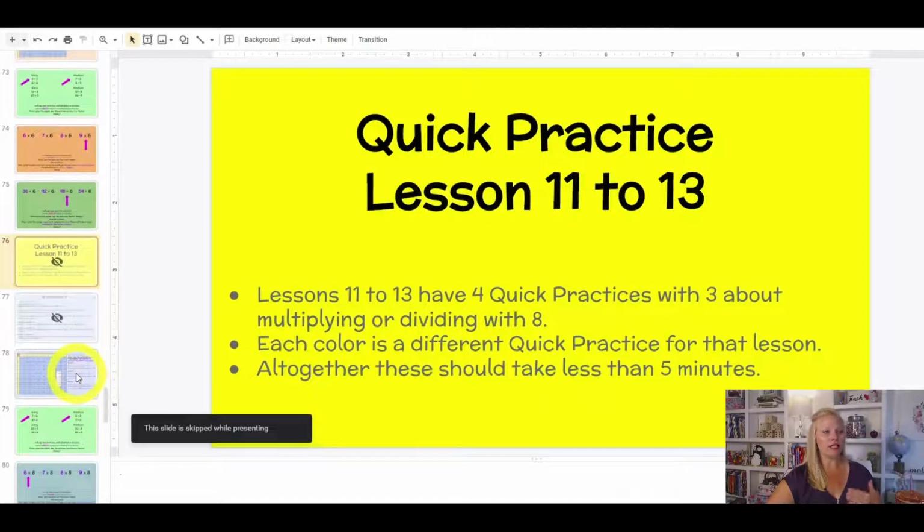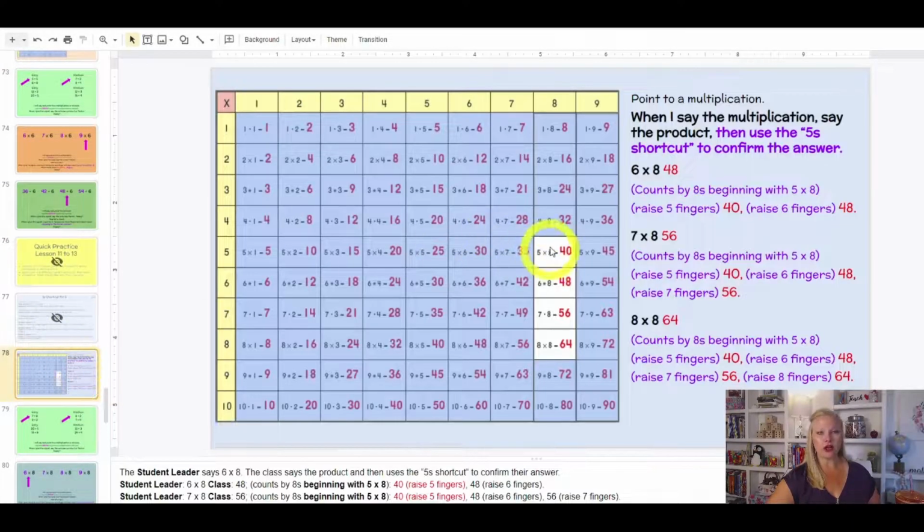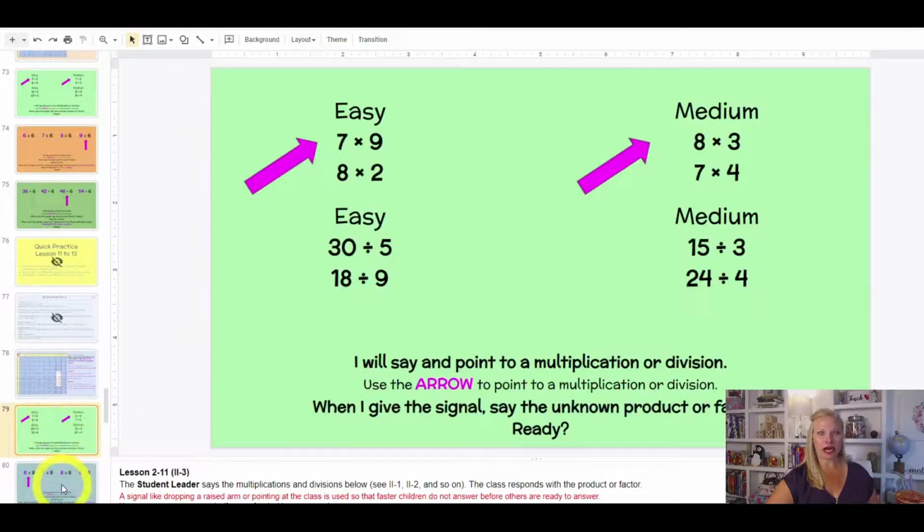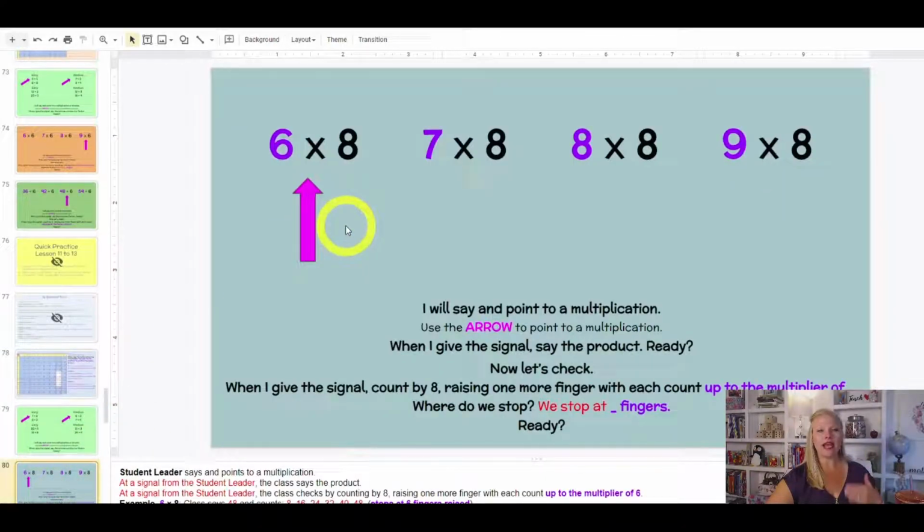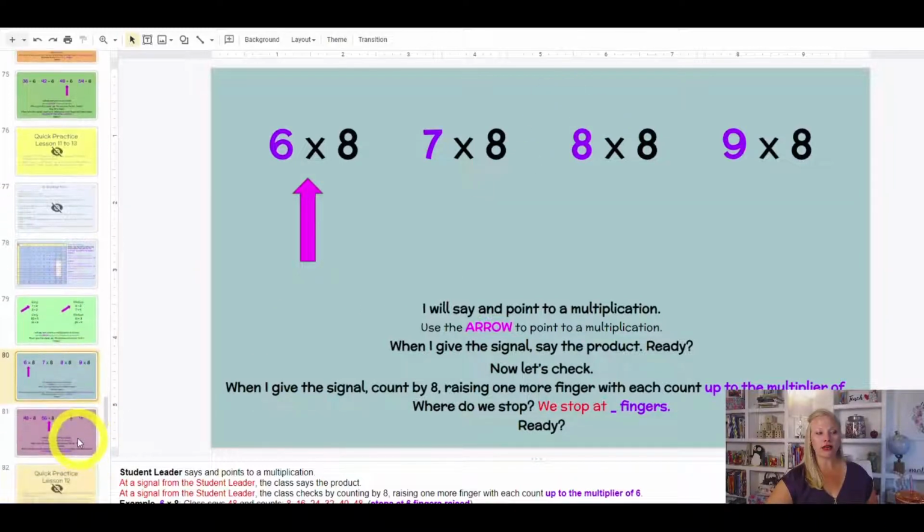So we go again, 11 through 13. Now we're going to go do the 5s trick again. We're going to practice easy and medium facts. Now we're going to practice counting on or counting by using 8 as our multiplier. So our 6, 7s, and 8s are always our toughest, and so going through these together would be beneficial to students. When I do slide 80, 81 here, I think you can do 6 groups of 8.